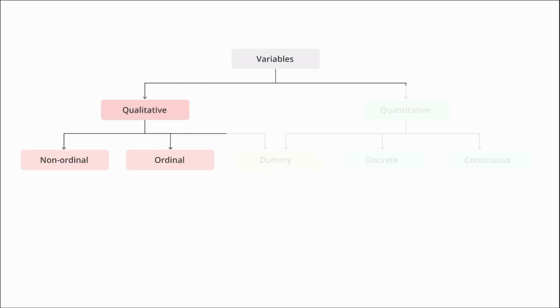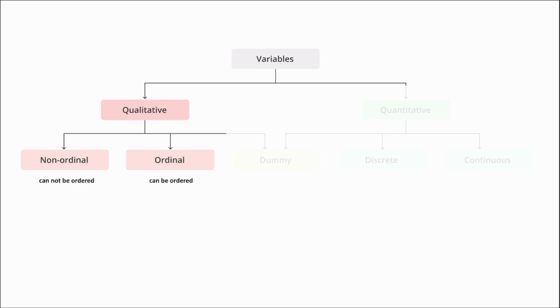Then if you talk about qualitative variables, you also have two subgroups, ordinal and non-ordinal. Ordinal means you can order the categories, so the categories have some relationship. While non-ordinal is where categories have no relationship.